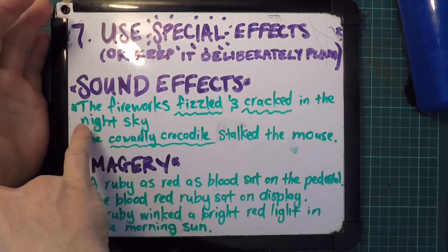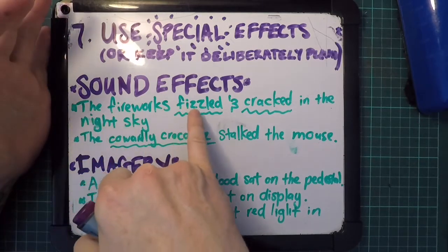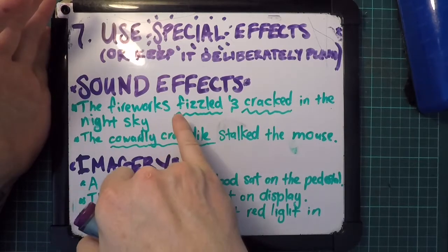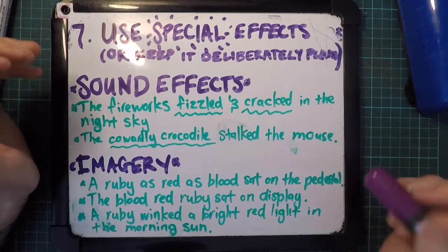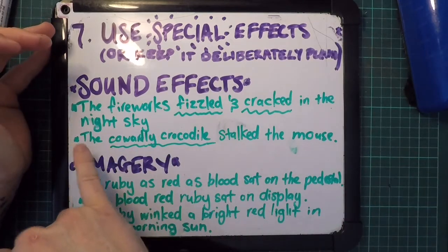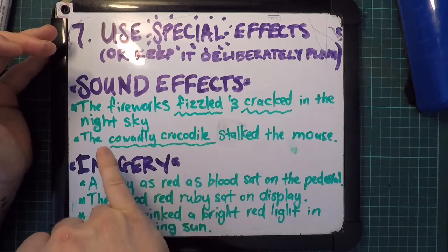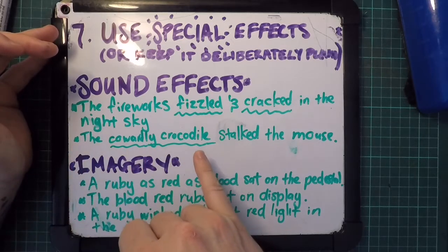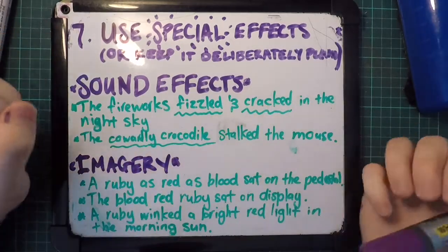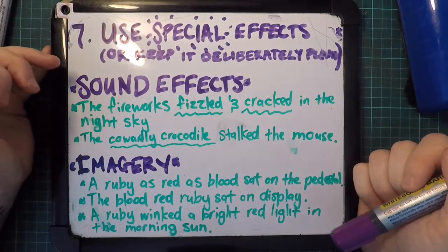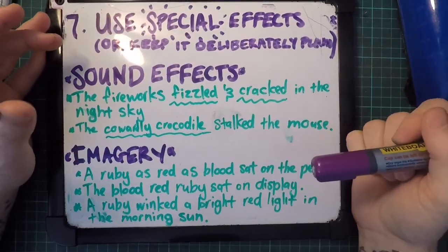Things like onomatopoeia, where you make sounds. The fireworks fizzled and cracked in the night sky. So fizzled and cracked, you can almost hear those sounds in your mind. Or alliteration, where you have two words next to each other, both starting with the same letter. So the cowardly crocodile stalked the mouse. Cowardly and crocodile pair really well together. It sort of emphasizes our main character here as well, which I'm assuming he is.